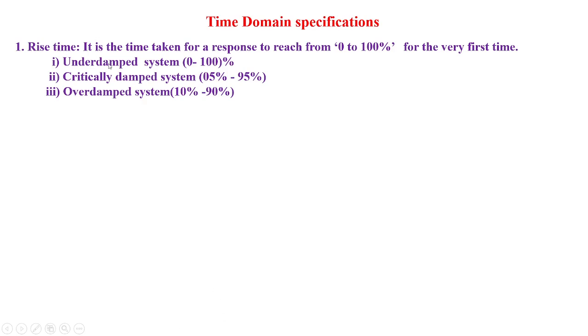So the rise time is defined as the time taken for a response to reach 0 to 100% for the very first time. In general, for an underdamped system it ranges from 0 to 100%. For a critically damped system it ranges from 5% to 95%, and for an overdamped system the same rise time is given for 10% to 90%. So anyhow, we are interested in the underdamped system, which is from 0 to 100%. Now let the response reach 100% of its desired value.